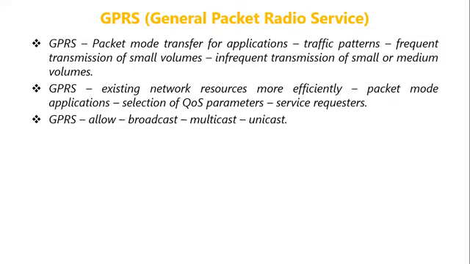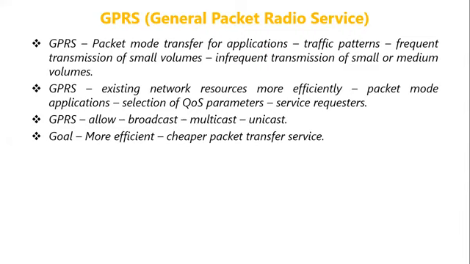It should also provide a selection of QoS parameters, quality of service parameters, and services like broadcast, multicast, and unicast. Broadcast means sending information to everybody. Multicast is sending information to selected groups. Unicast is sending information to one person.